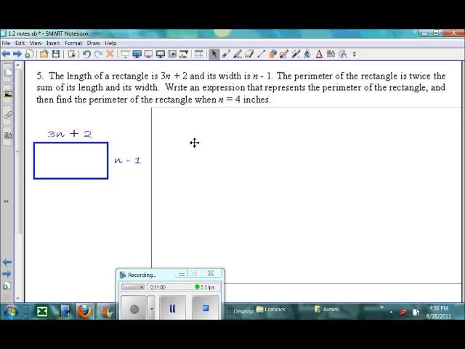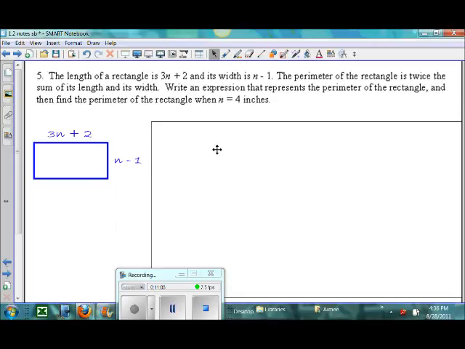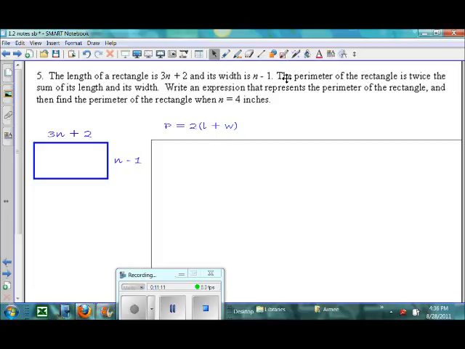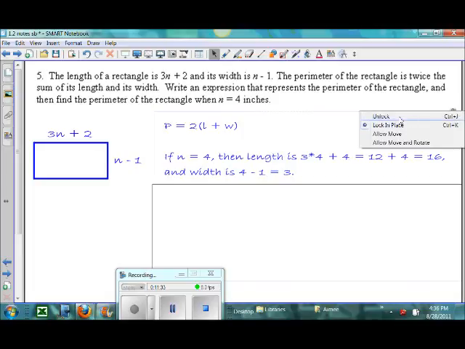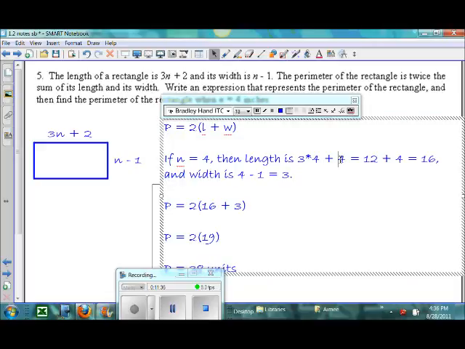So what I did first was I did draw a rectangle here and label the length as 3n plus 2, and the width is n minus 1. Then next what I did is I wrote what it said here about what the perimeter is. They told me that perimeter is equal to twice the sum of this length and its width. Then I used the fact that they told me that n is 4 inches. So if the length was 3n plus 2, we would now have, and we have another error here that we will fix here. It should be 3n plus 2.